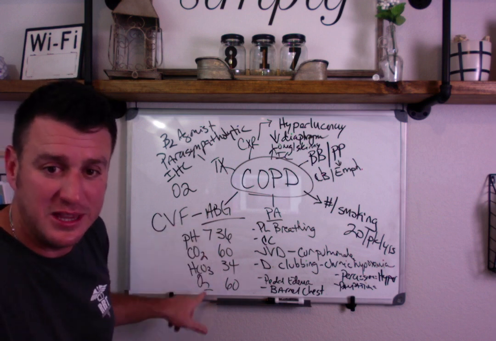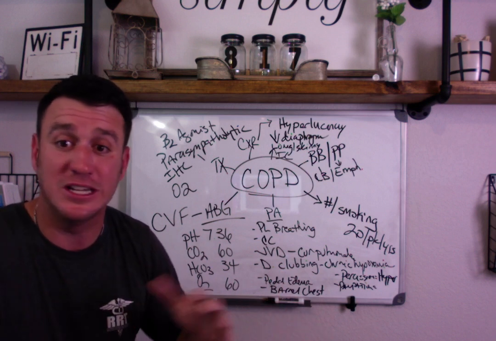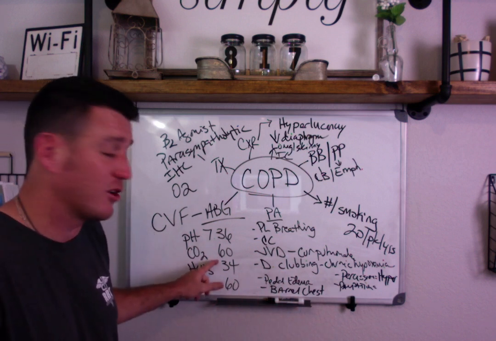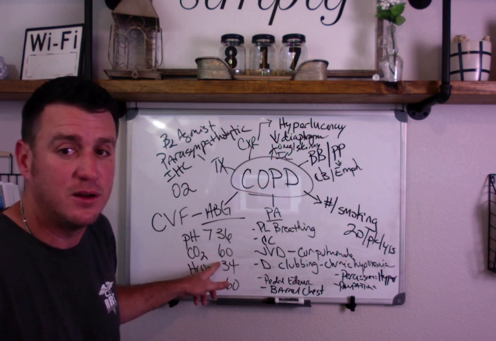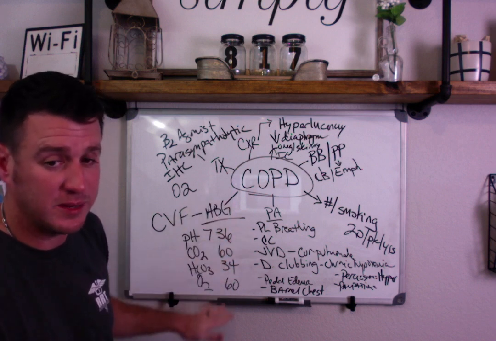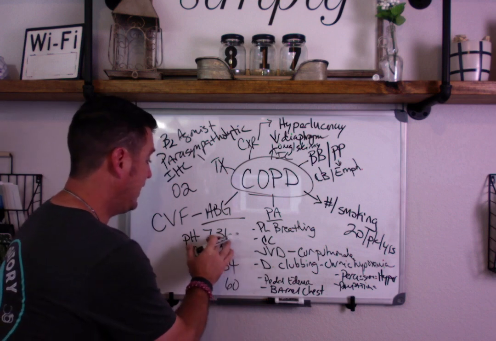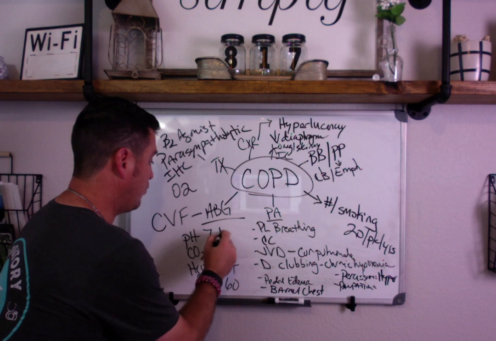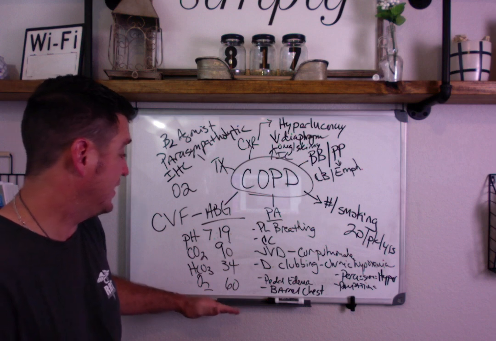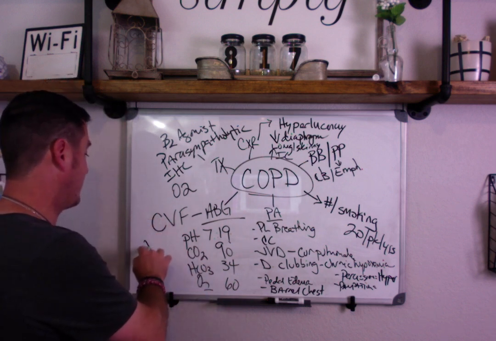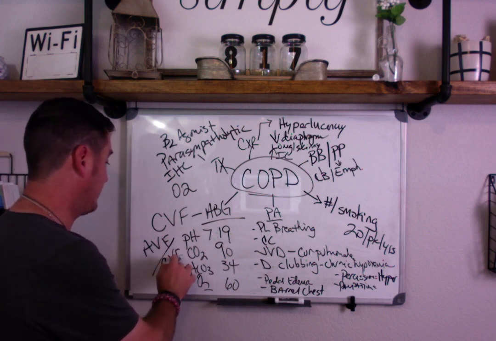You do not put this COPDer on a mechanical ventilator. You simply don't. Because this person is walking around Walmart or Target or wherever right now. This is where they live. Okay? So do not put this person on a mechanical ventilator. Now, if they come in looking like this, CO2 is 90, and the pH is 7.19, now this is no longer chronic vent failure. This is going to be acute vent failure. Acute vent failure superimposed on chronic vent failure.